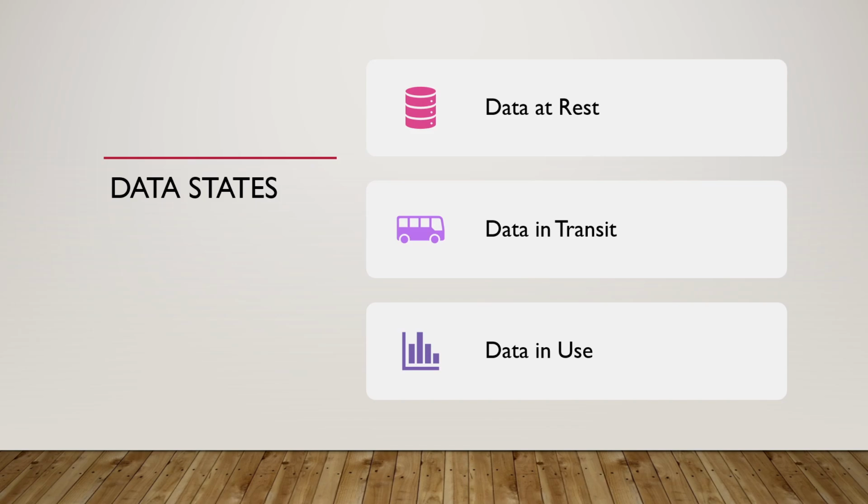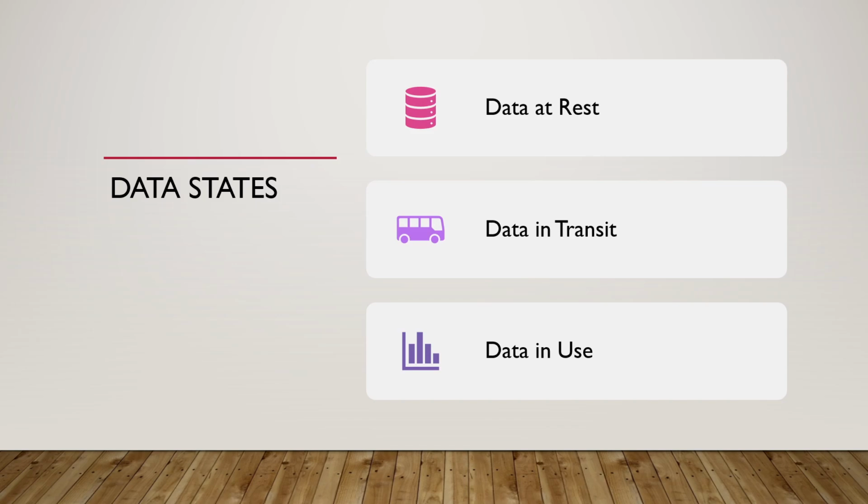This state often includes sensitive information like personal data, financial records, or intellectual property. And so while the data is not moving, it is still vulnerable for unauthorized access, theft, or tampering. So we need to ensure that if data breaches or insider threats do occur, that the data is protected.